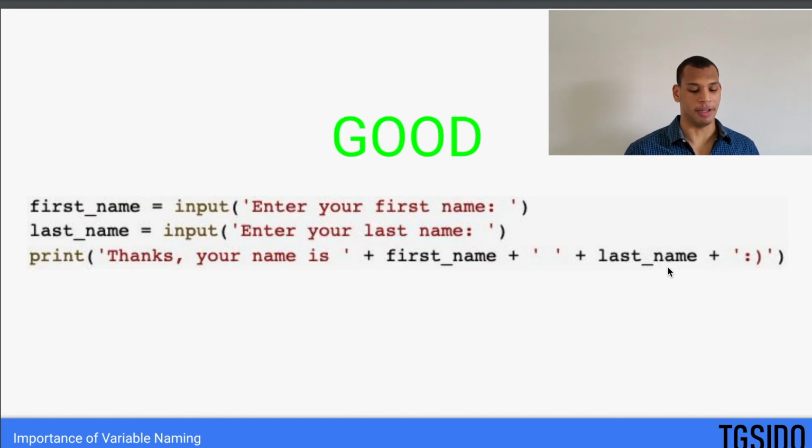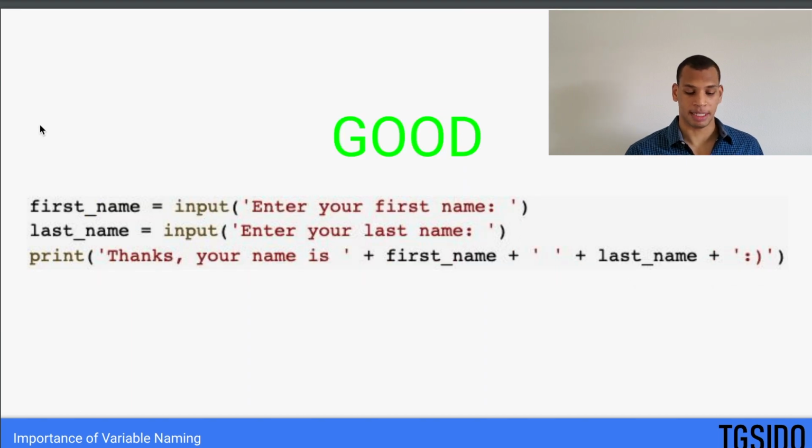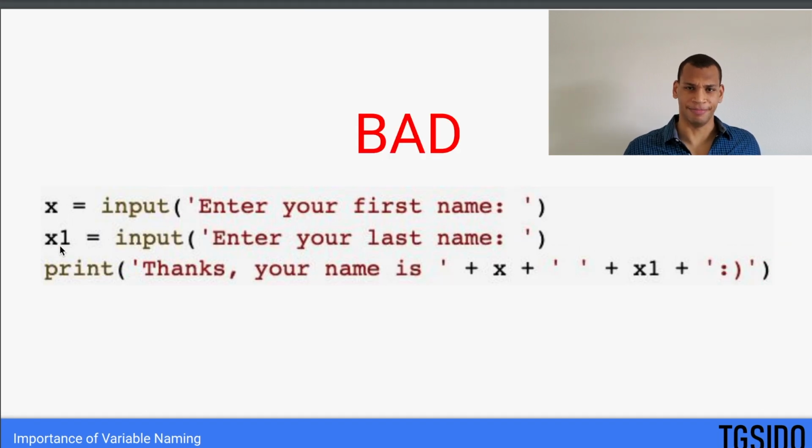Here's a better way of doing it. Since we're asking them for their first name, why not actually use a first_name variable? And we're asking them for their last name, so let's use a last_name variable and then print out that same information. Note that these two are functionally equivalent, but this is a lot better, right? You know what first_name is doing, you know what last_name is doing. What is x? What is x1?